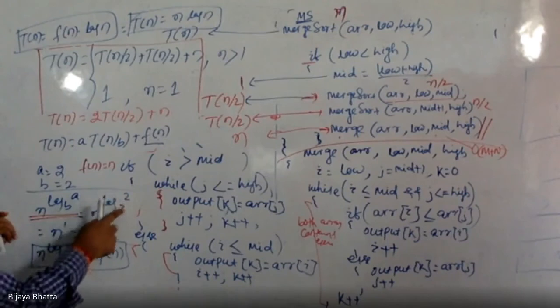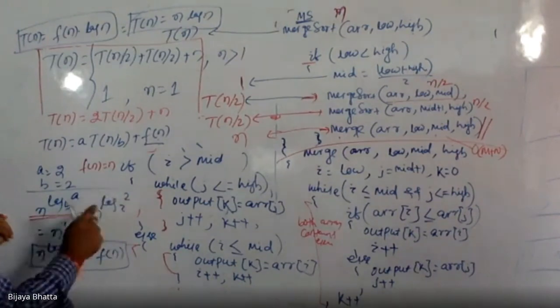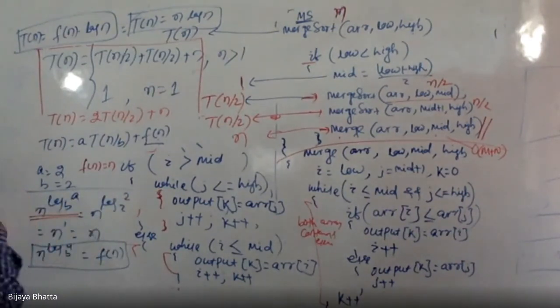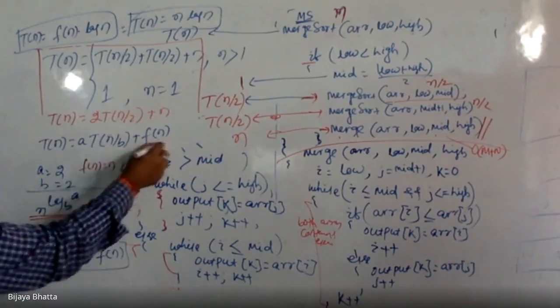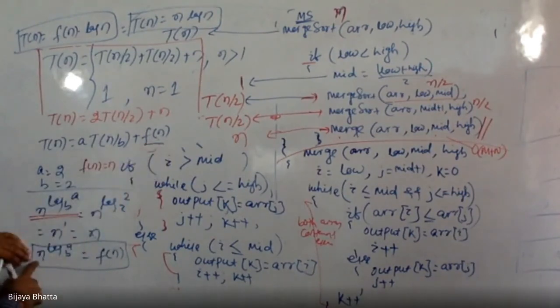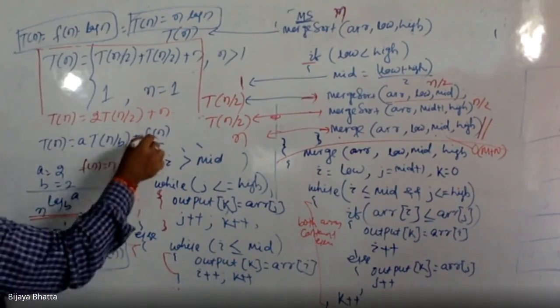So log 2 base 2 is 1, so that's why it is n to the 1, which is n. Now once you find n to the power log a b, compare it with f of n. f of n is how much? n. So n to the power log a b is n, which is equal to f of n. In this example, it is equal.